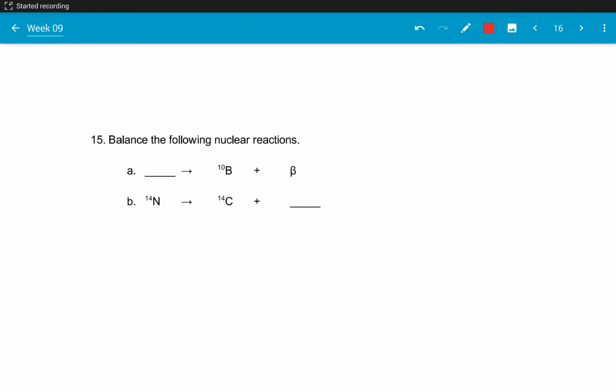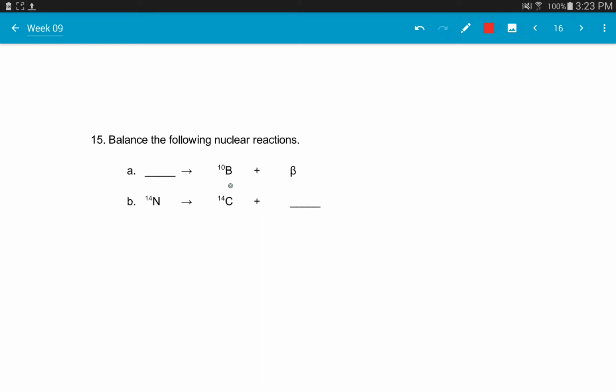Balance the following nuclear reactions. So, we're trying to find what our reactant was if it splits apart into boron-ten and a beta particle. I'm going to look at the boron-ten first.